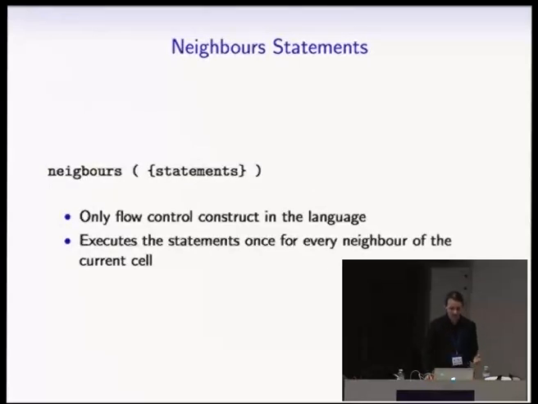We have a couple of more interesting things. There is a neighbors statement, which is the only flow control statement in this language. And this evaluates the statements in the body once for every neighbor that the cell has. So if you run it in a corner, it'll evaluate this three times. If you run it on an edge, it'll evaluate it five times. And if you run it in the middle, it'll evaluate it nine times.